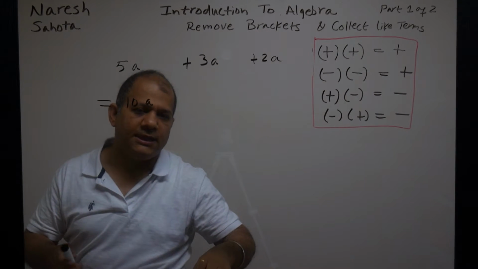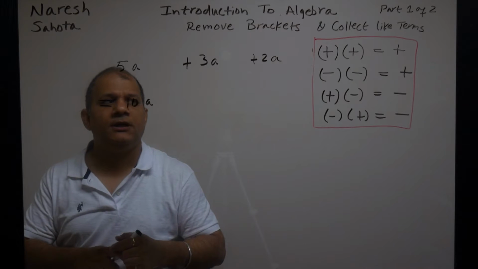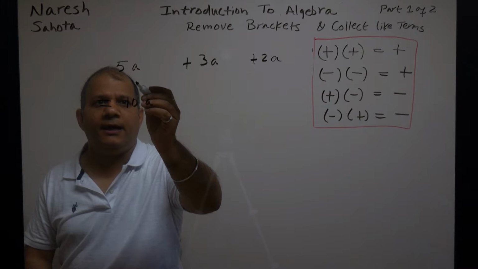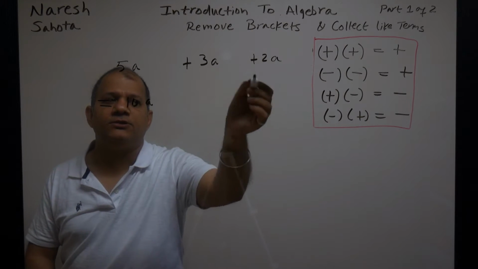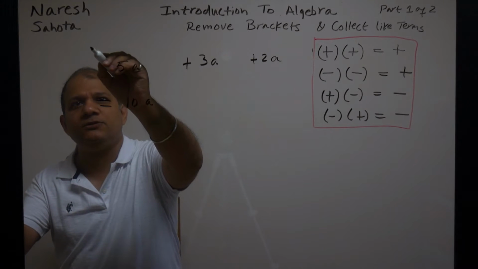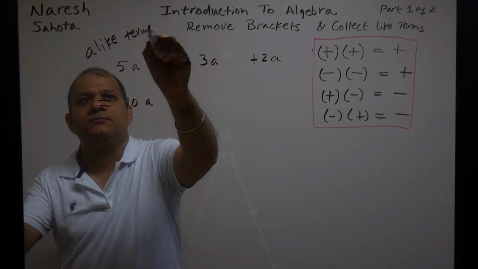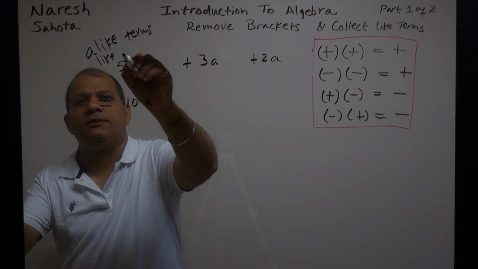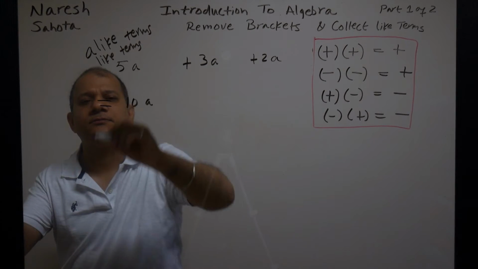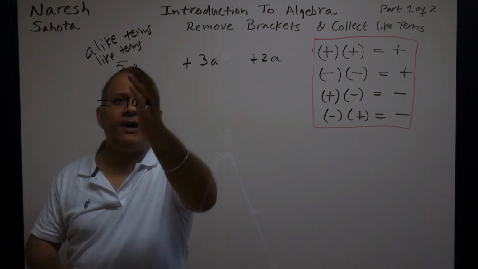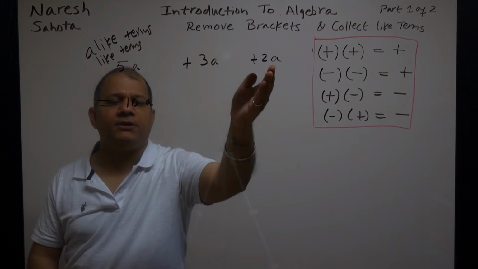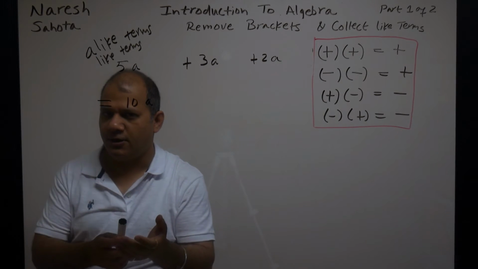So this is the concept of why we use variables. We call these terms alike. So these are alike terms, or also we can call them like terms. So 5 apples, 5A plus 3A plus 2A. So now you understand the concept.